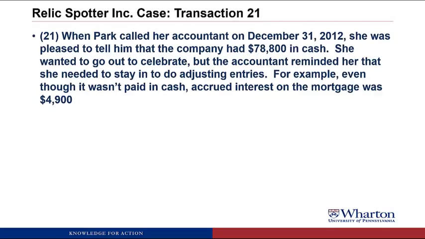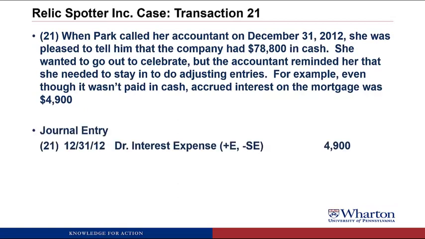The adjusting entry here is that we have to recognize interest expense that we've incurred by having the mortgage outstanding during the year. To create an expense, we're going to debit interest expense for $4,900, which is the number provided in the transaction. And we're going to have to recognize a liability because we have an obligation to pay the bank cash for this interest sometime in the next period. So we create the liability with a credit to interest payable for $4,900.